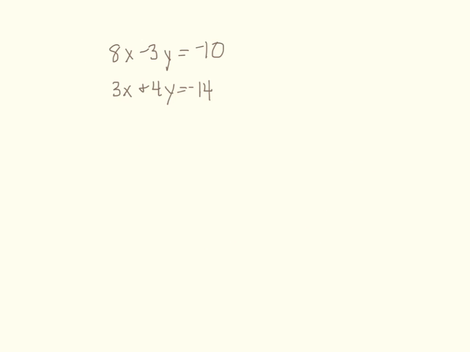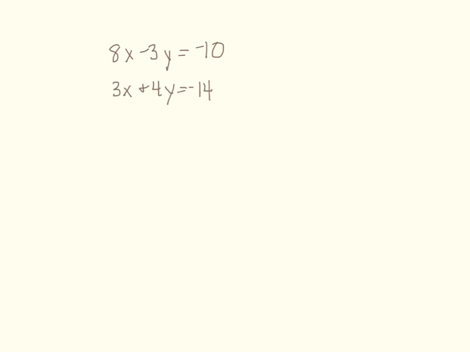Given 8x minus 3y equals negative 10, and 3x plus 4y equals negative 14, consider which method makes the most sense to solve, substitution or elimination. I'm going to choose elimination because it's not that easy to get a variable by itself without dealing with a lot of fractions. Once you know you're going to be doing elimination, the next decision you need to make is which variable is going to be the easiest to eliminate. You can always eliminate either one, but sometimes there's one that's easier.